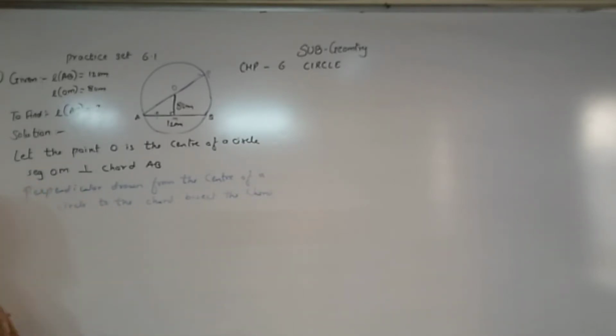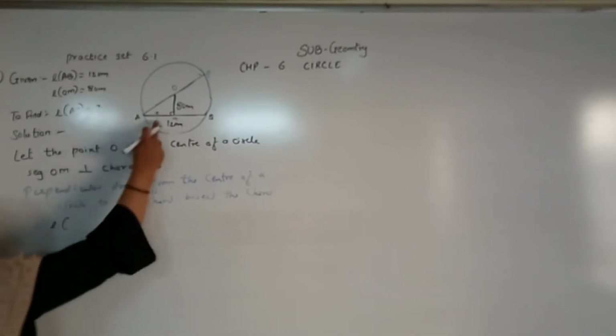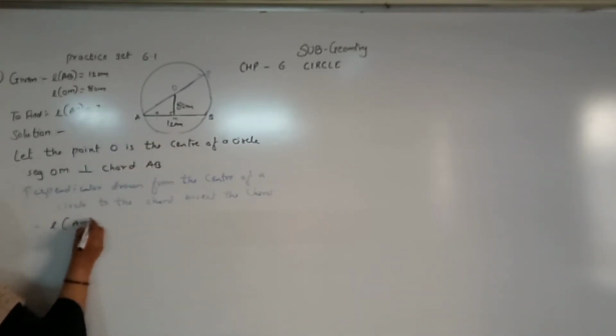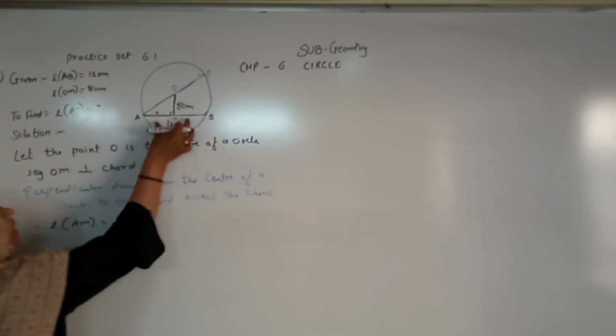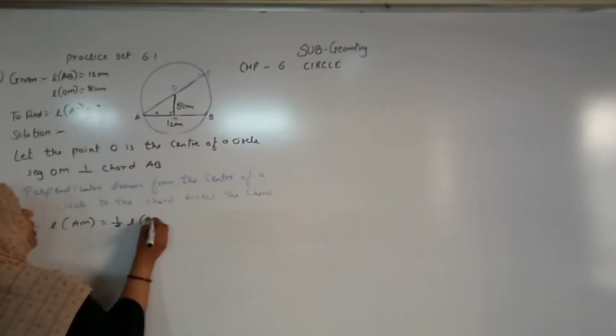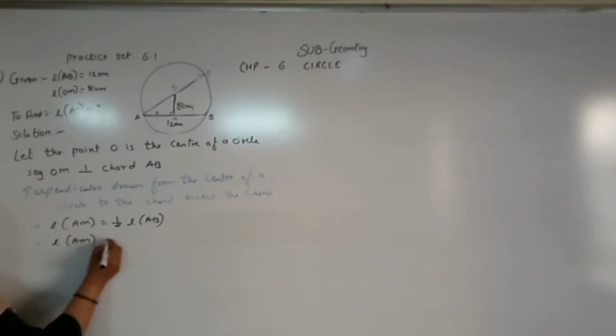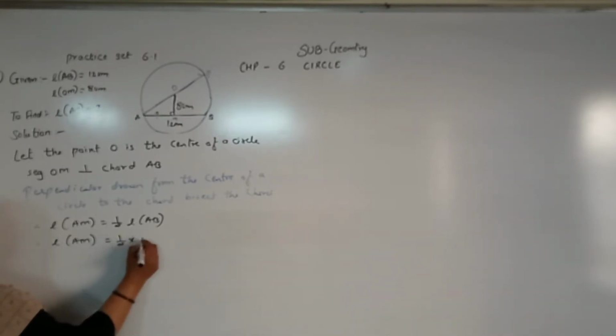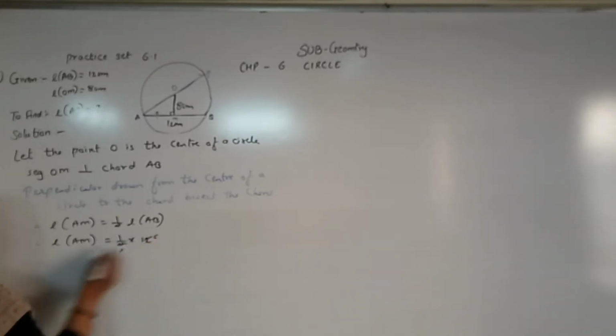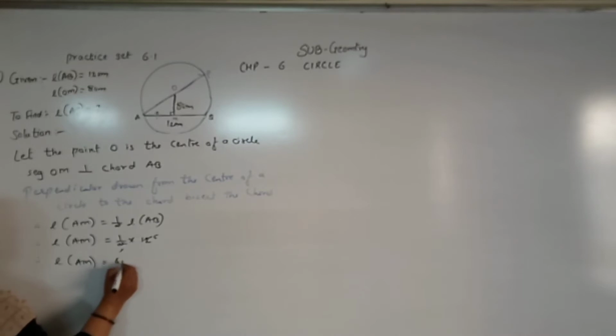The perpendicular from the center to the chord bisects the chord. So therefore we have to find AM. AM is half of, यह आधा है किसका? लेंथ ऑफ AB का. So therefore length of AM equals half of AB. I have 12. 2 sixes are 12, so half of it is 6. So therefore length of AM is equal to 6 centimeter.